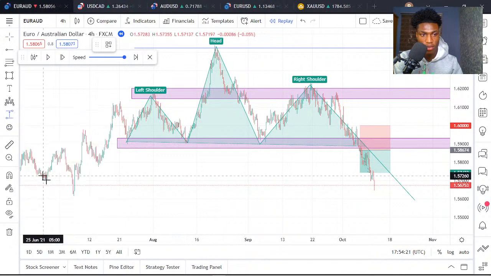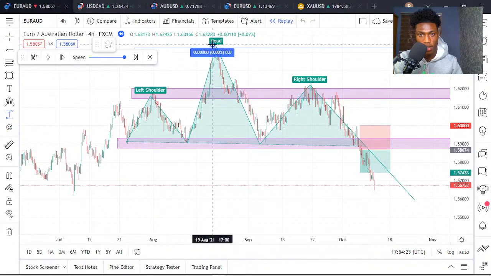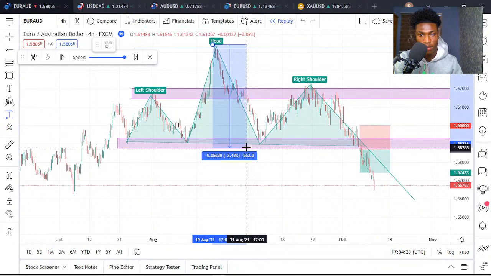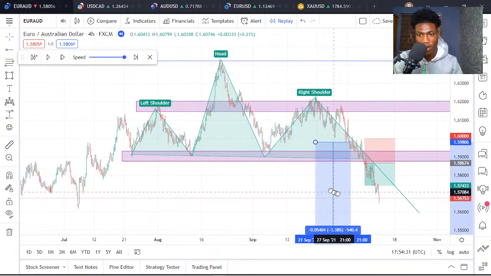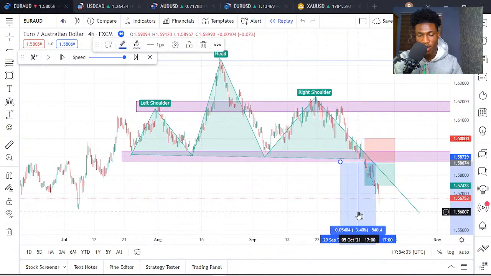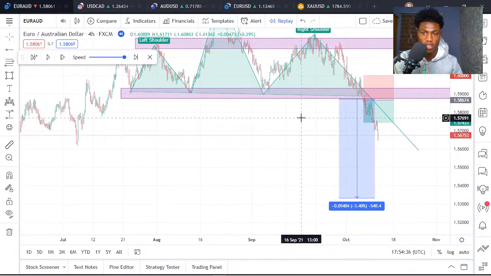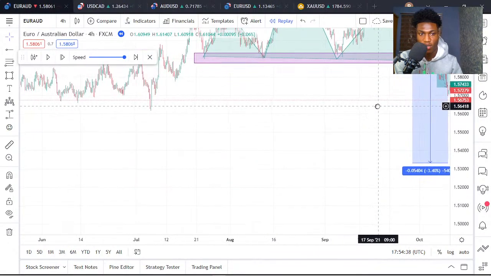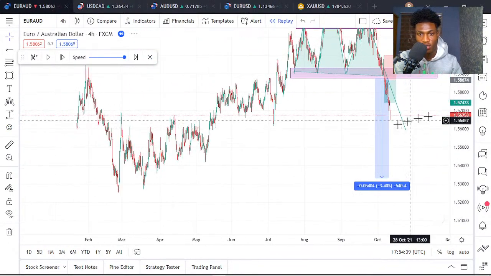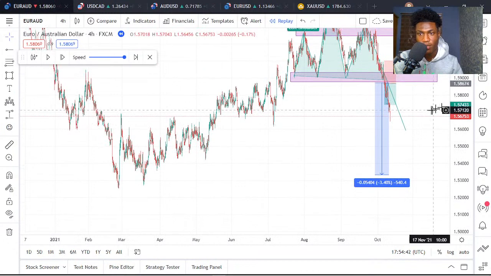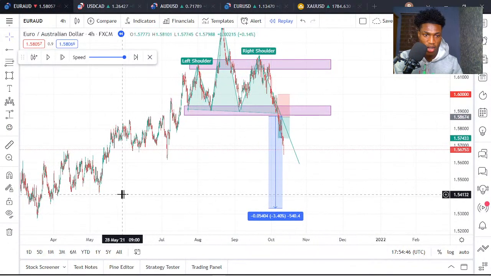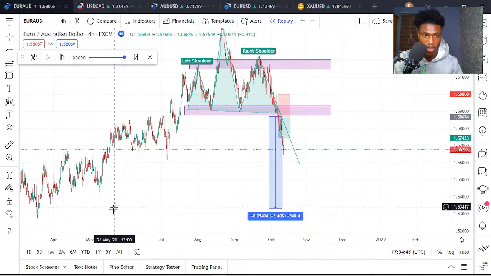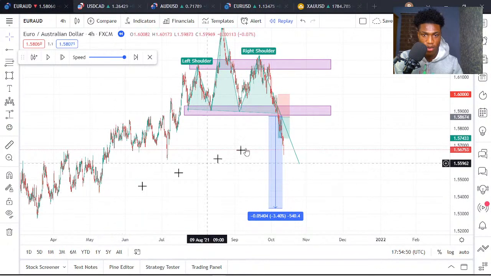So let's say we're taking the same measurement from here, and then we apply it down here. This is one of the ways you can determine your take profit levels. I can also decide to use previous levels, because these are previous levels the market has touched.